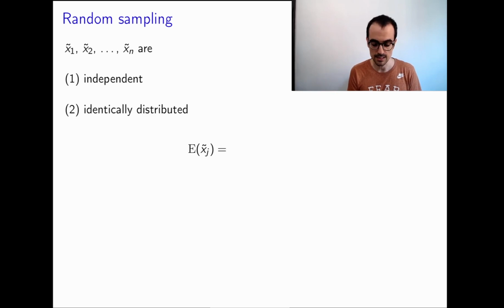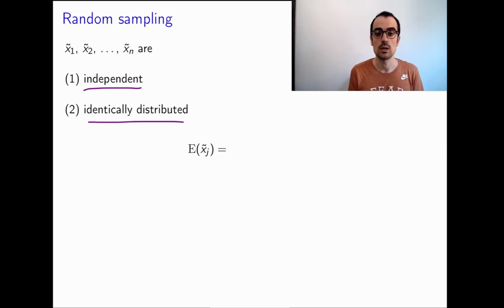In that case, these random variables are independent, right? They're also identically distributed because we're doing the same thing each time we pick, right? We're picking from the whole population uniformly. Those random variables have the same distribution, so they are identically distributed.